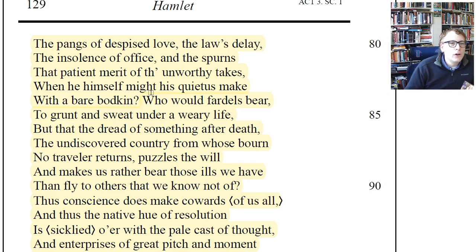Keep going. Who would fardels bear to grunt and sweat under a weary life, but the dread of something after death? Right? What happens after we die? What does God do after we die if we die by suicide? The undiscovered country from whose bourne no traveler returns. Nobody comes back from death to talk to us.